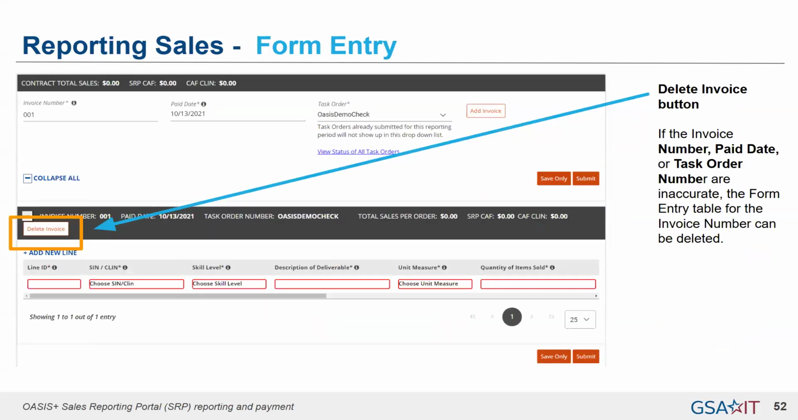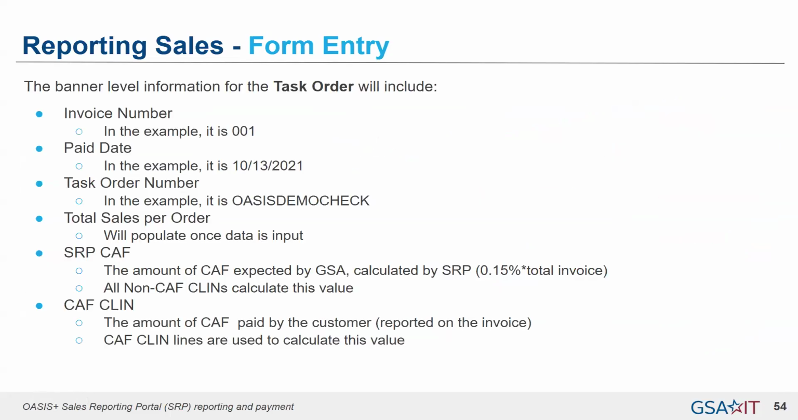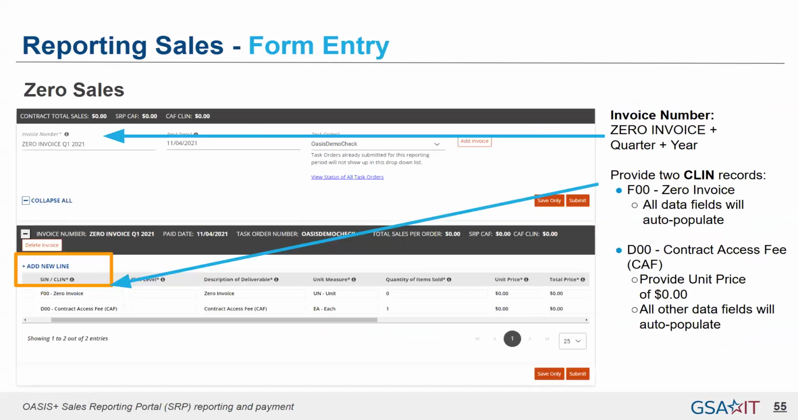So we can add invoices, delete invoices. This is form entry, by the way. There are drop downs here with SINs, right? And it'll auto-populate once you select certain SINs. So if you select a $0 invoice SIN, it'll carry all these fields pretty much all the way through, so it'll be nice and easy that way. It kind of gives you examples of what those fields are. I will note this too, on this $0 invoice example, at the bottom here, this D00 $0 invoice is an F00 SIN, SIN CLIN. It's a drop down. You'll see that on this form.